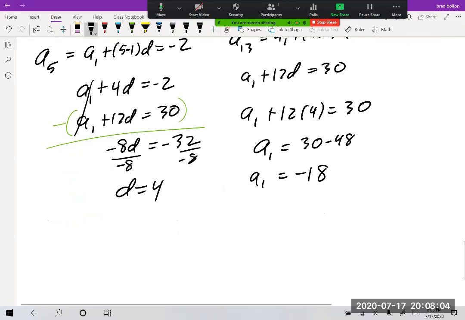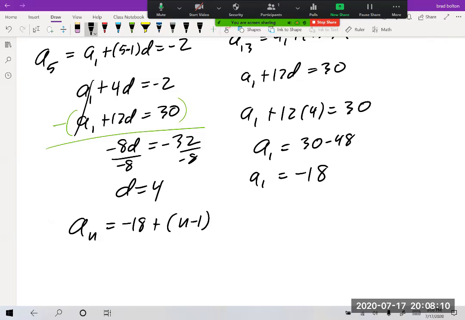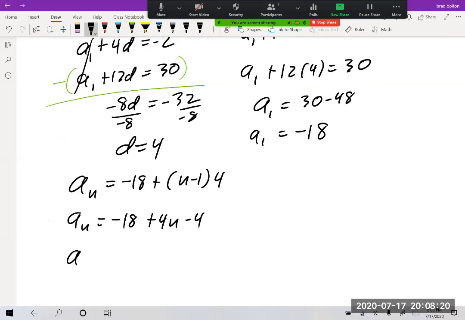So now we can do this. We can do a sub n equals negative 18 plus n minus 1 times 4. I believe that's 4n minus 22. Yeah, sounds good.